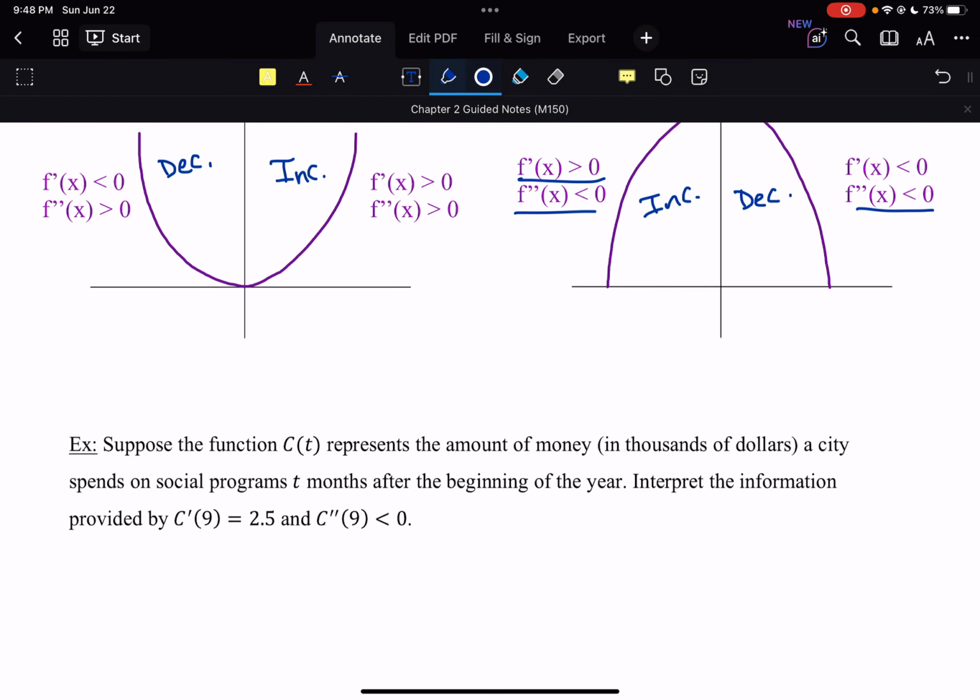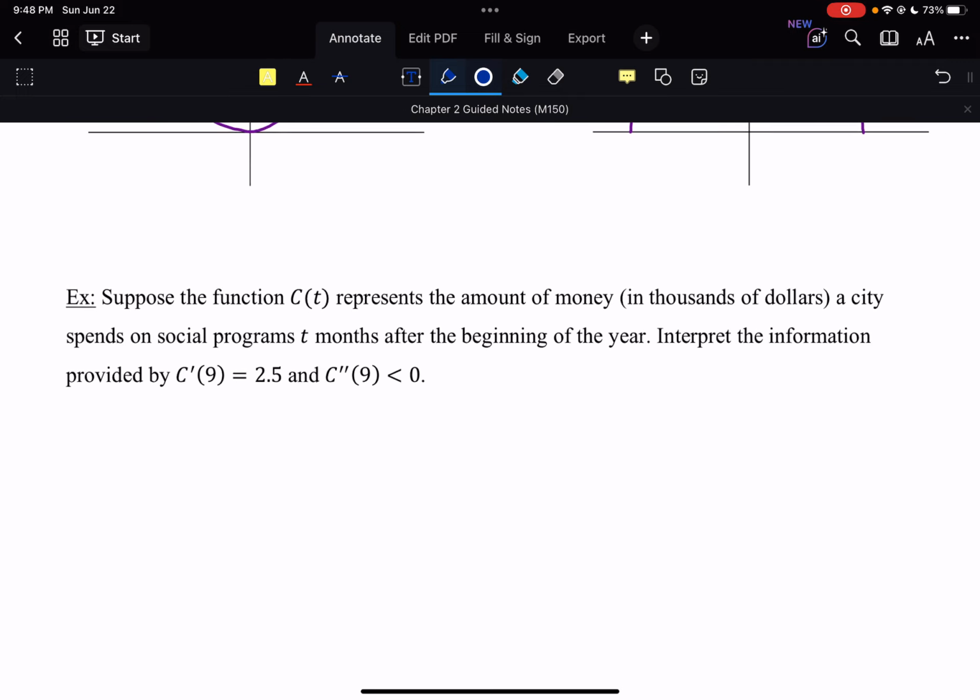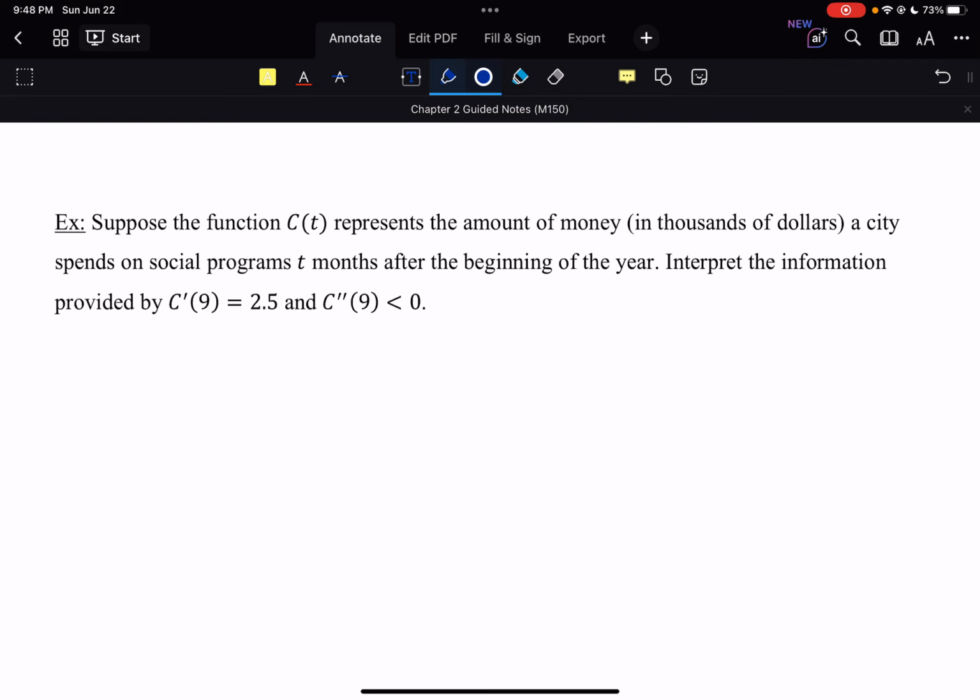Let's take a look at an example, a little bit of application in here. Suppose the function c of t represents the amount of money in thousands of dollars a city spends on social programs t months after the beginning of the year. Interpret the information provided by c prime of 9 equals 2.5 and c double prime of 9 is less than 0.